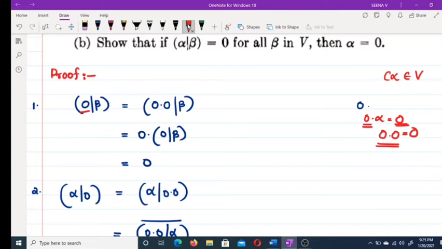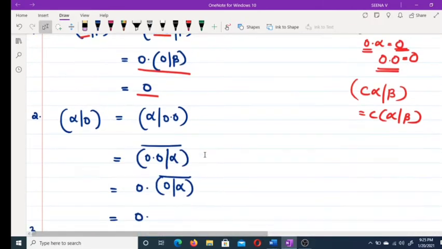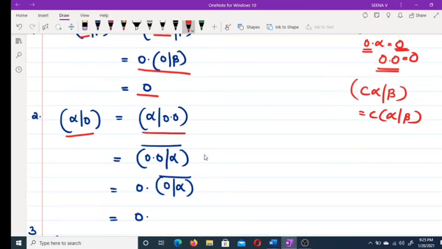So we replace this 0 by 0 into 0. Then use the property of the inner product: the inner product of C alpha and beta equals C into the inner product of alpha and beta. So 0 into this one, which is equal to 0. Now, what about the inner product of alpha and 0? The inner product of alpha and 0 equals the conjugate of the inner product of 0 and alpha, or you can directly write this as 0 conjugate, which is equal to 0.